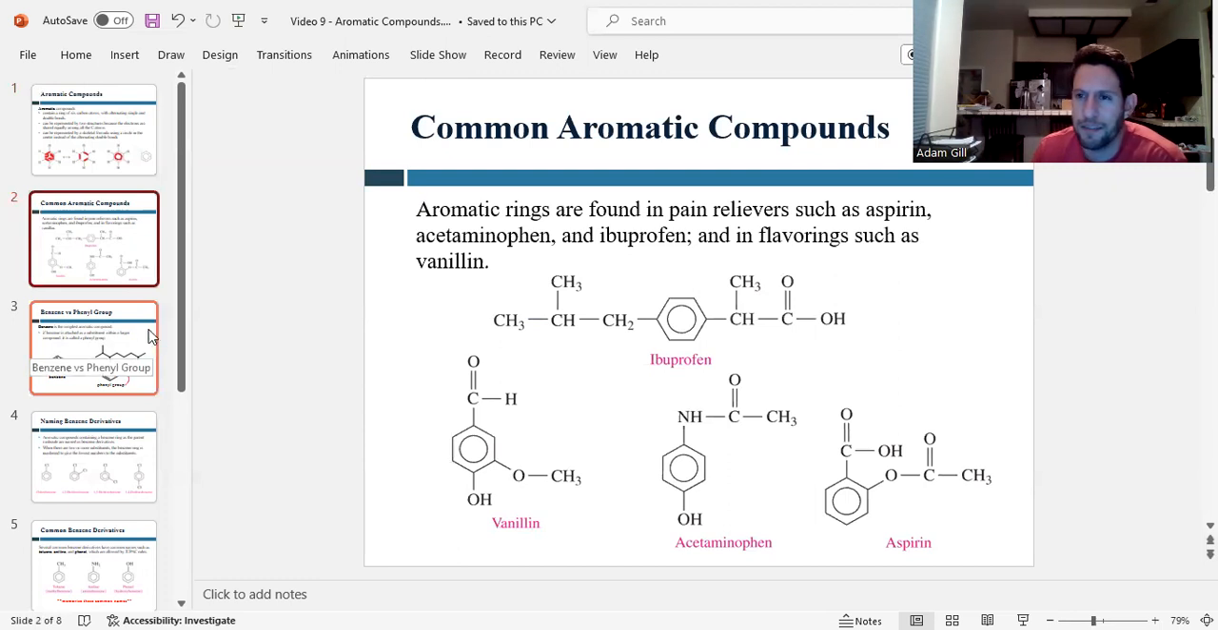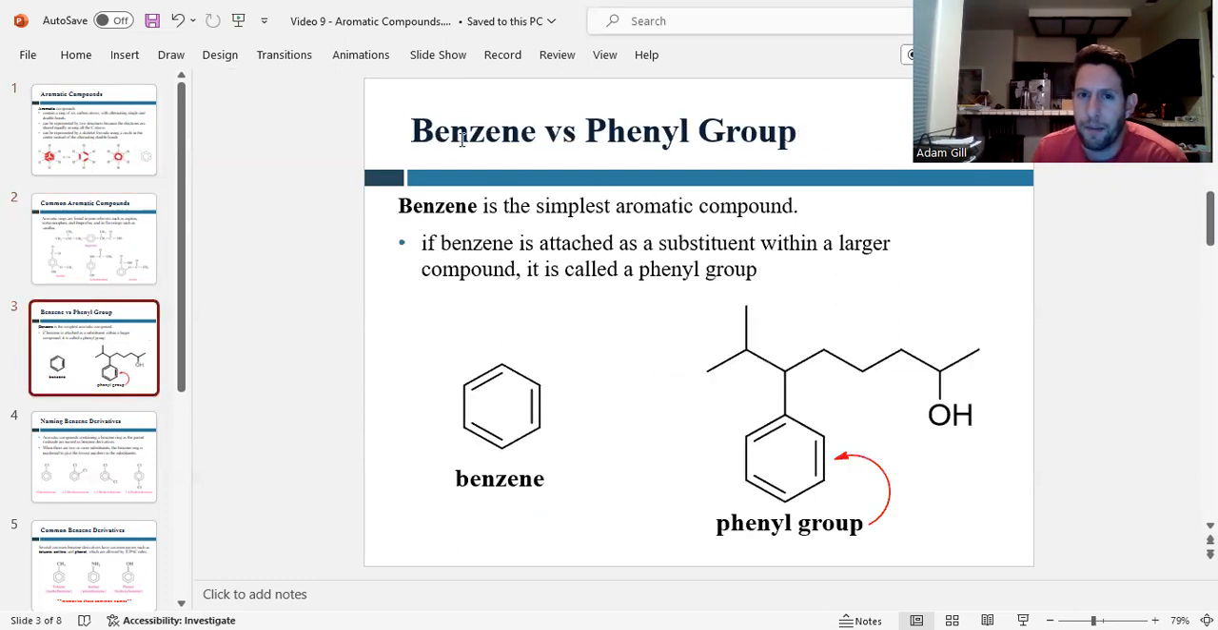So let's get into some specifics here. Benzene is the simplest aromatic compound. When you just have an aromatic ring all by itself, it's known as benzene. That is its name. Now, when you have a benzene ring as a substituent within a larger molecule, it's known as a phenyl group. So this isn't benzene because it's not by itself. This is a phenyl group attached to a larger parent molecule.